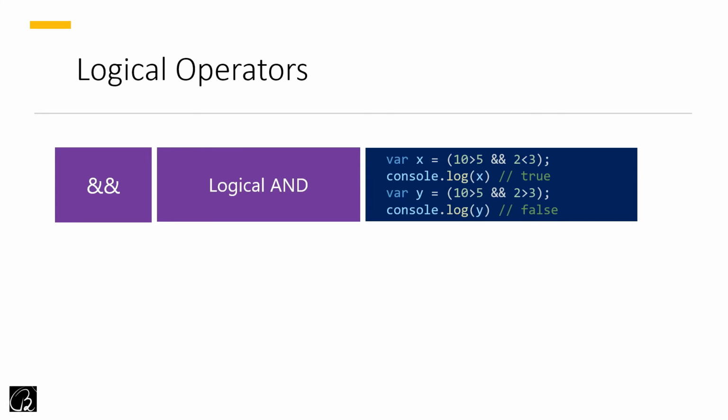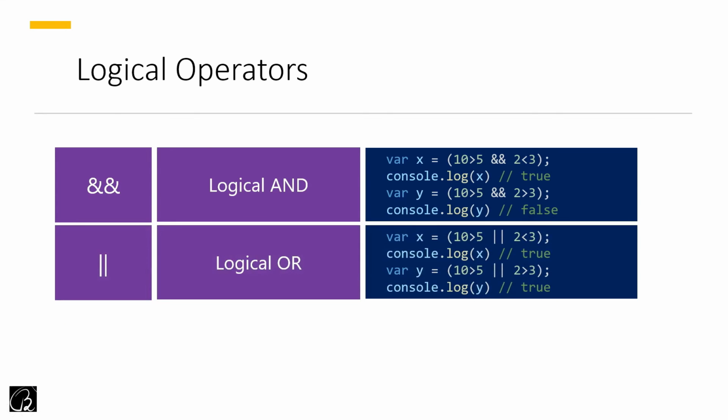Now we have logical OR. It is the same as the OR gate we have learned in digital. Here we have double pipe. It will check the first condition. If any of the conditions is true, then it will return true. It will not check the other conditions at all. But if all the conditions are false, then only it will return false.